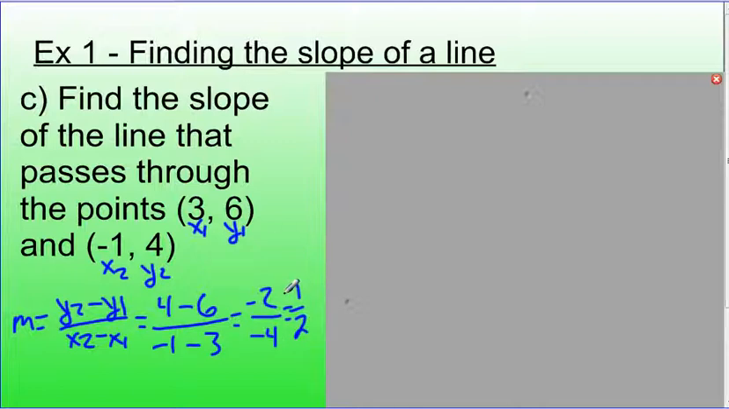So without even looking at the picture, I can tell you from one point to the next, you go up 1 over 2, up 1 over 2. So the line looks something like that. You go up 1 over 2, up 1 over 2.